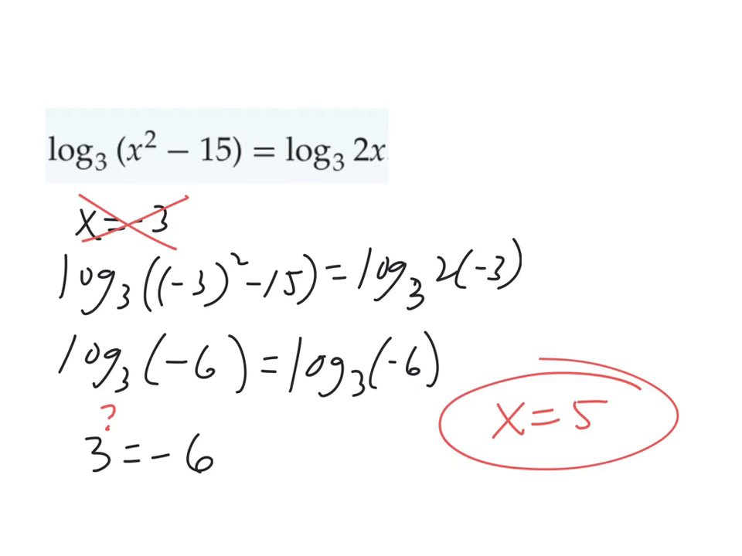Question? Yeah? What made you compare 3 to negative 6? Oh, this down here? Because in reality, a logarithm is a power, so this really means 3 to some power equals negative 6. I was just illustrating that there's no way to raise 3 to any power and make it turn into negative 6.